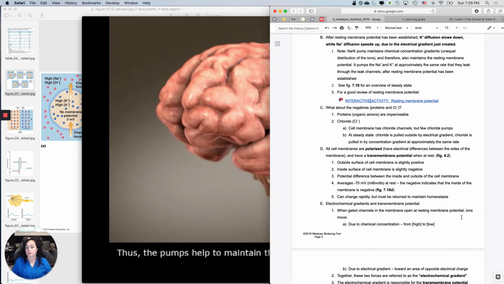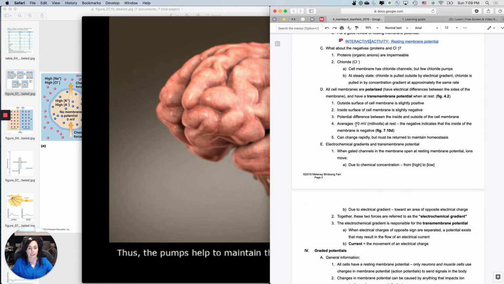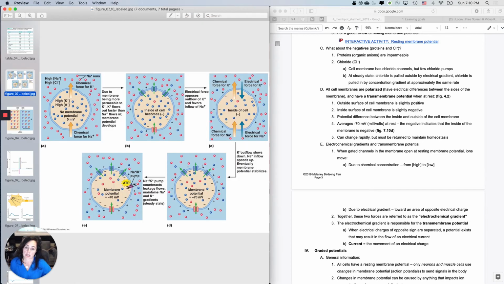Okay, so they described the reason that potassium initially moves faster is because it's got more channels for potassium. That's true too. It's also got a steeper concentration gradient for potassium. Okay, so last little tidbit in this one is just to look at this. So now that we have established this resting membrane potential, and we are at resting membrane potential or steady state, and we're right here.